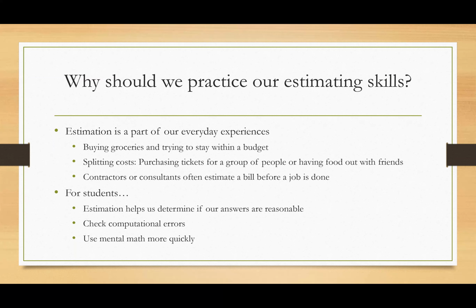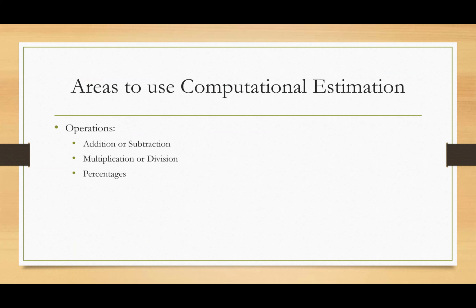Areas where we can use computational estimation are with operations such as addition or subtraction, multiplication or division, and also percentages. And then units: we could use computational estimation when we're trying to estimate a length of time, a length in terms of centimeters, miles, inches, etc. And then estimating money, as we talked about with, say, buying groceries.